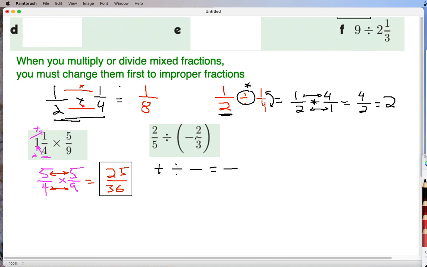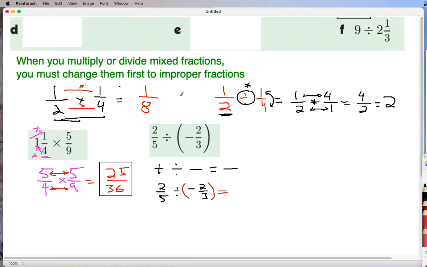So for now, I'm not going to worry about the negative sign. I know that at the end, whenever I find out the solution, I got to make sure that my answer is going to be negative, okay? So if I rewrite this, I'm going to have 2/5 divided by negative 2/3, okay? And if I feel like it, I can put the brackets just to keep this negative kind of hidden away from the division sign.